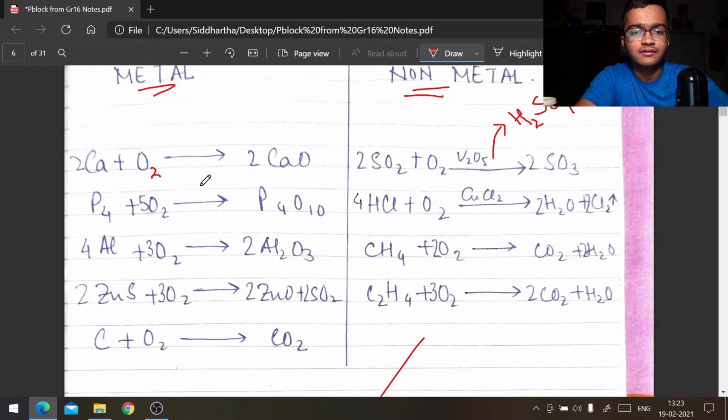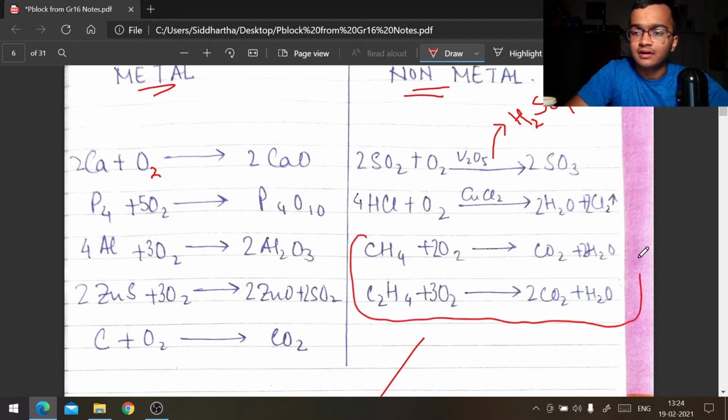Similarly, for non-metals, if we take SO2 plus O2 in presence of a catalyst called vanadium pentoxide, which we will see just now in the preparation of sulfuric acid, we obtain SO3. And for the preparation of Cl2, we take HCl plus O2 in presence of CuCl2, and we obtain H2O plus 2Cl2, and with CH4 plus O2, we simply get CO2 plus H2O. Similarly for hydrocarbons, a similar sort of reaction is observed.